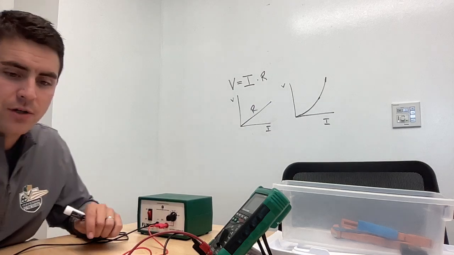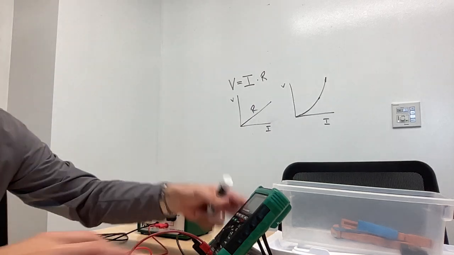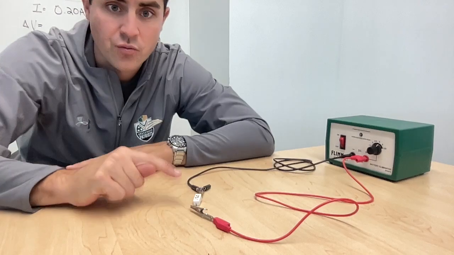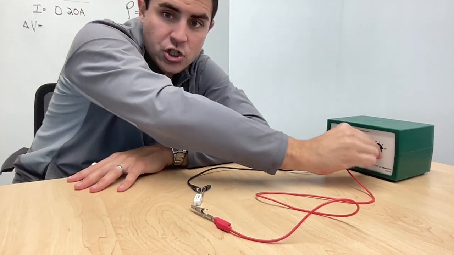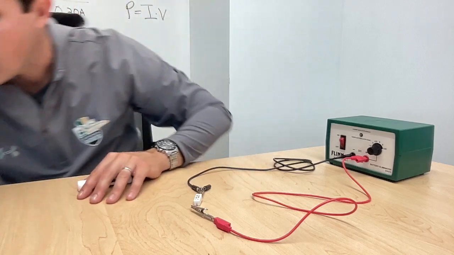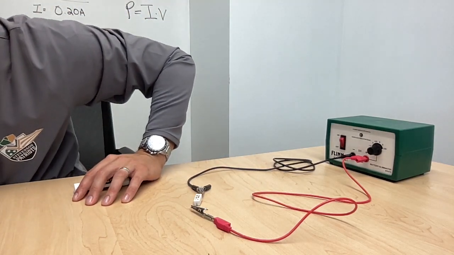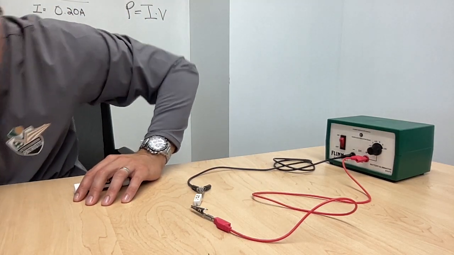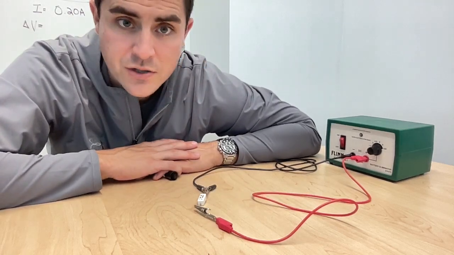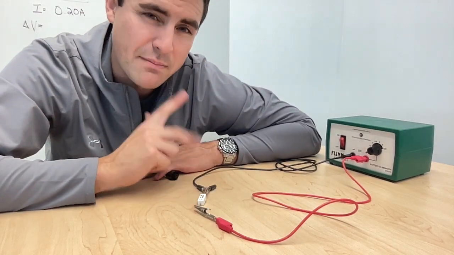So what I've got set up here in front of us is an ohmic resistor, and our ohmic resistor is our ceramic resistor. I'm going to go ahead and change the voltages from 1.5 to 3 to 4.5 to 6 up to 9. I can't change the voltages exactly, so I'll tell you what they are. And then we'll measure the current. Because I'm controlling the voltage, I need to measure the current.